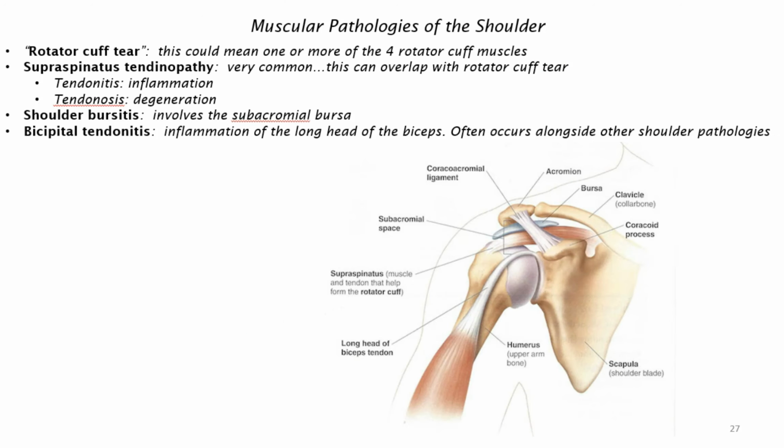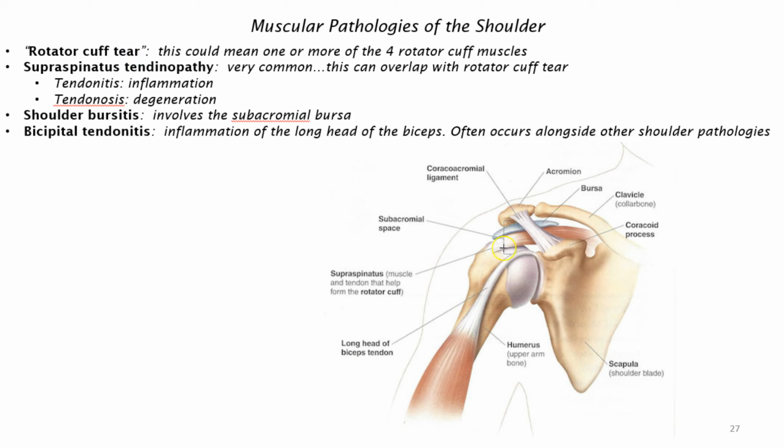During these last few slides, I'd like to go over some of the muscular pathologies in the shoulder joint. So here you can see some listed: the rotator cuff tear, the supraspinatus tendinopathy, shoulder bursitis, and bicipital tendinitis. These all can produce shoulder pain, lateral shoulder pain, maybe even anterior shoulder pain, depending on the person and the extent of the condition. So a rotator cuff tear is just a general term. It could mean that any of the 4 rotator cuff muscles are affected.